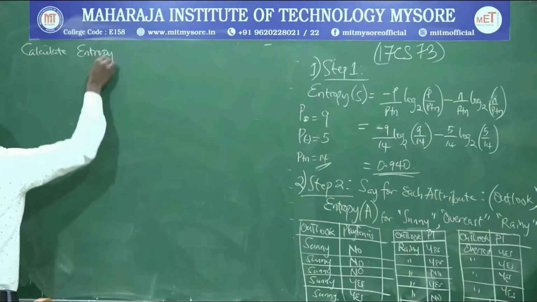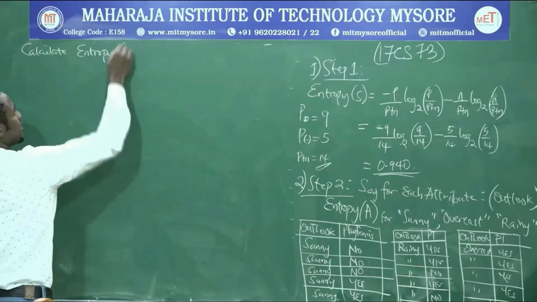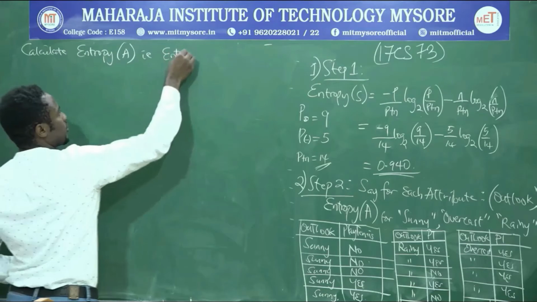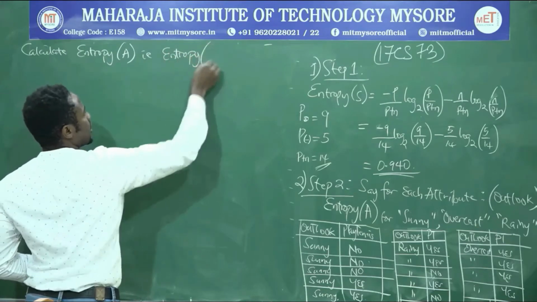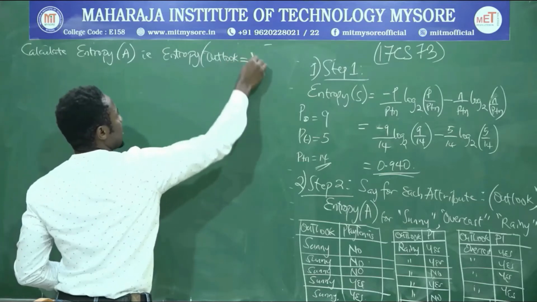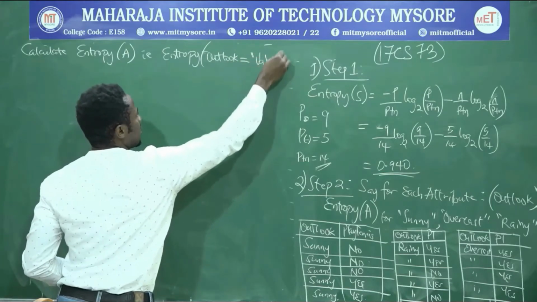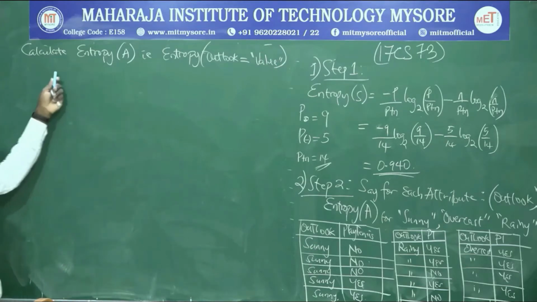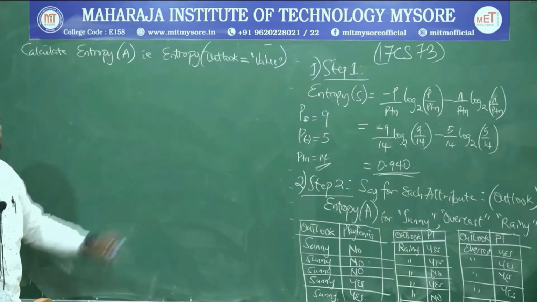Entropy of what? A, right? That is entropy of what? Outlook, no? That is my A. What is that? Respective value of the Outlook, right? So the first one, what we have to do is entropy of Sunny.